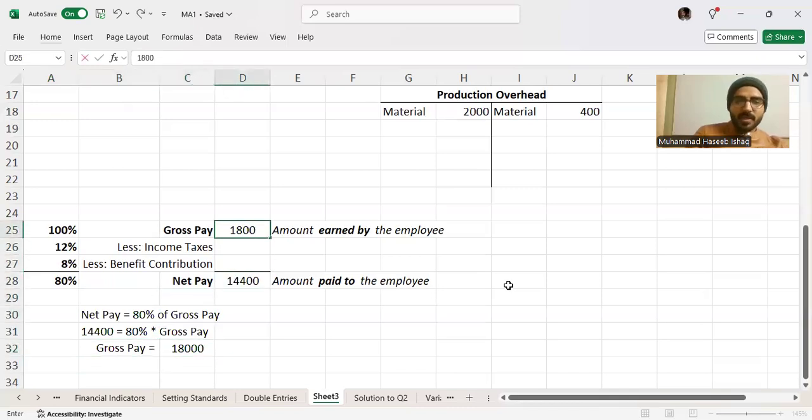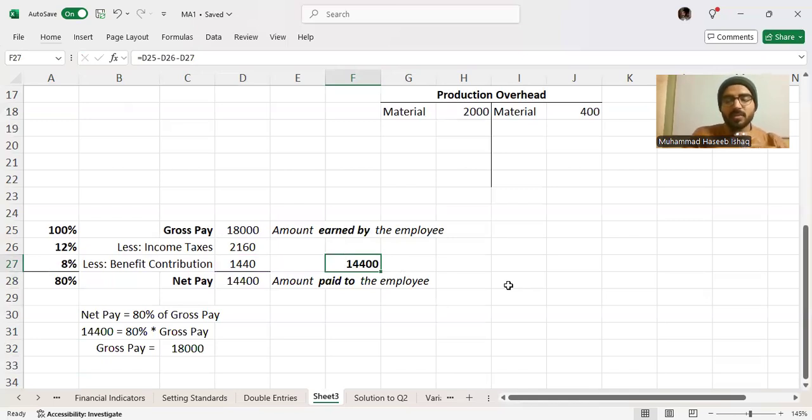Now we know that gross pay is 18,000, and income tax is 12% of it, so 18,000 multiplied by 12%. And 18,000's 8% is the benefit contribution, right? Now, does this make sense overall? Let's calculate. After deducting income tax and benefit contribution, the answer should come to 14,400. So 18,000 minus 2,160 minus 1,440. We have come to the answer of 14,400, which was the amount paid to the employee. So yes, we did our calculation right.